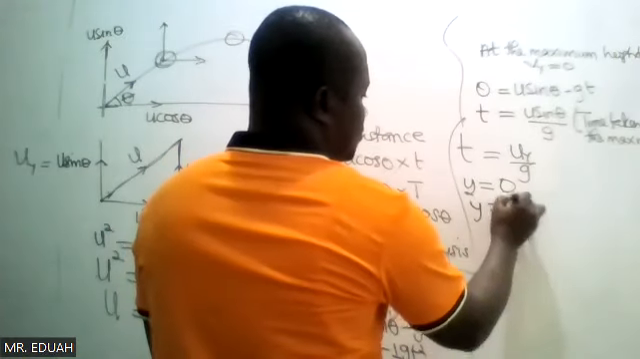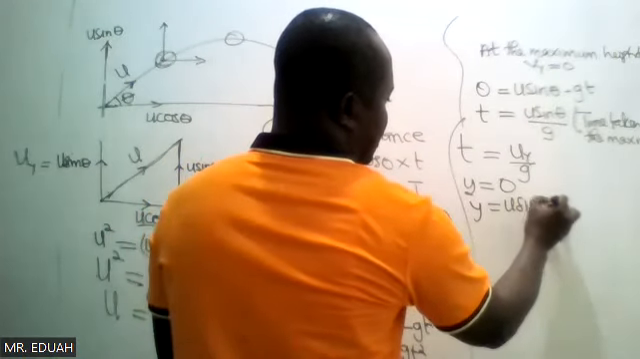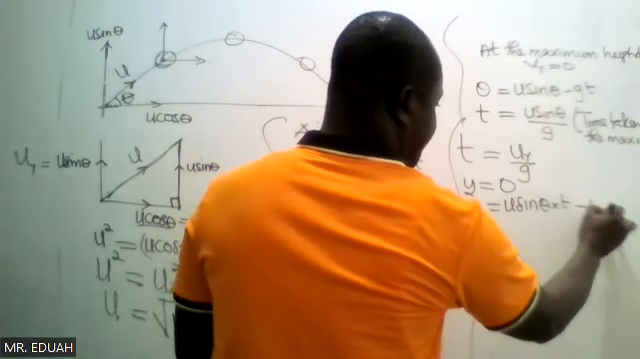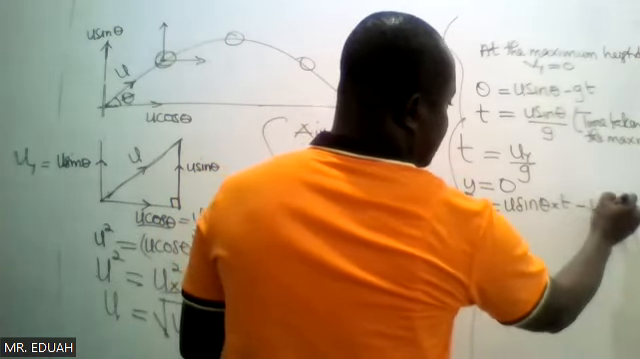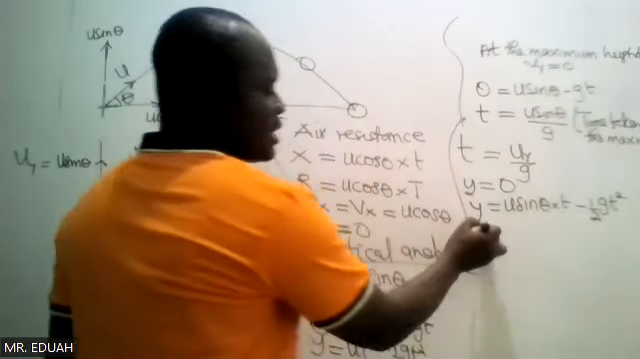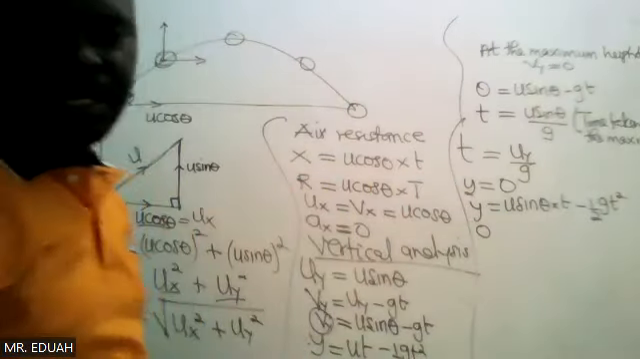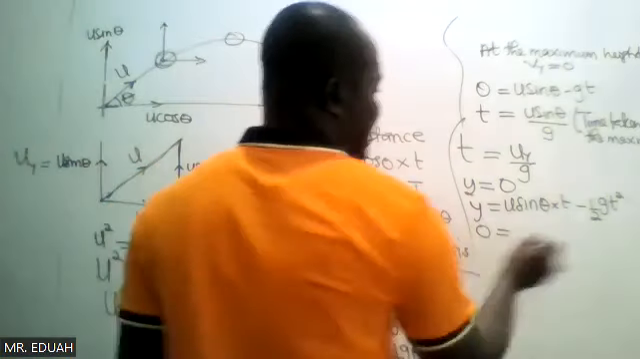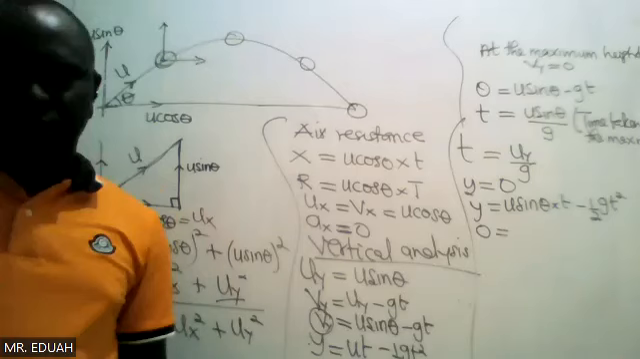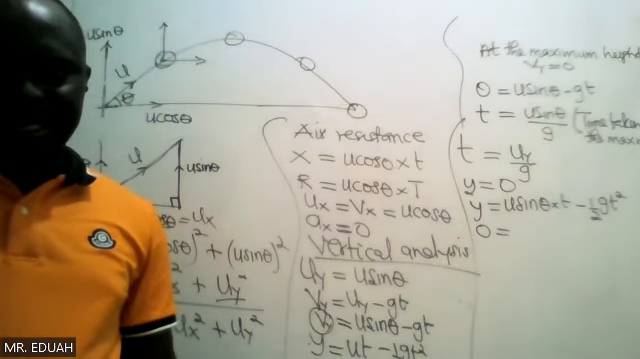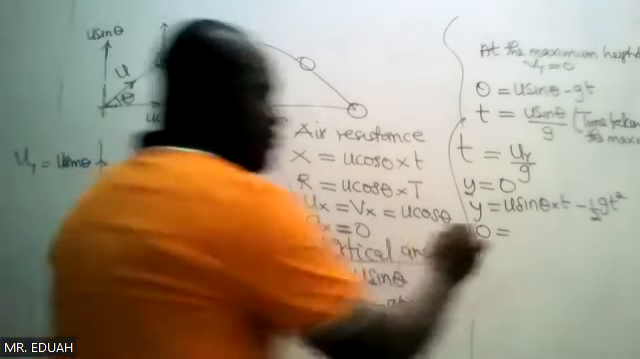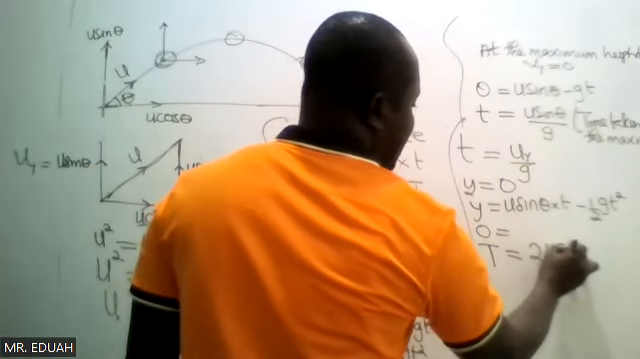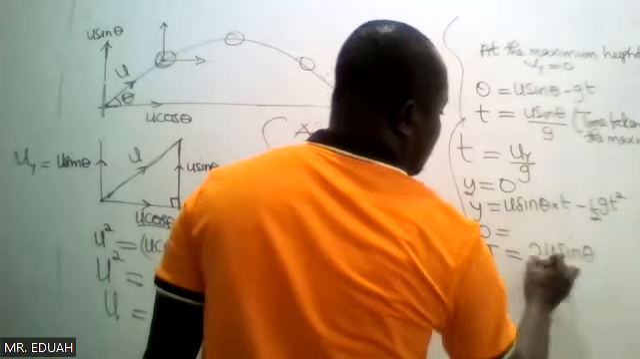y is equal to u sine theta times t minus half g t squared. When you equate this to 0 and make t the subject, that t is equal to the time of flight, which I took you through, correct? Yes, please. So you have t equal to 2u sine theta over g.